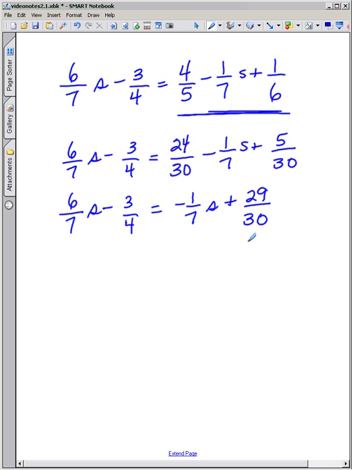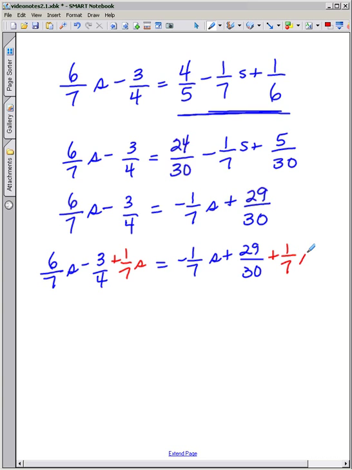Now we need to get the variables on one side. We eliminate the smaller coefficient. So to eliminate a negative 1/7, we're going to add 1/7 s to both sides of the equation. So if we add 1/7 s, notice the s terms are eliminated on the right, so we just have 29 over 30.